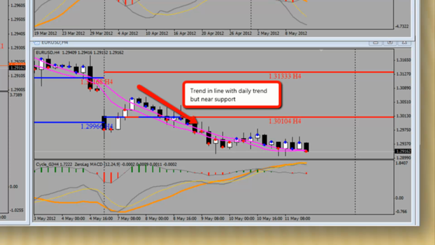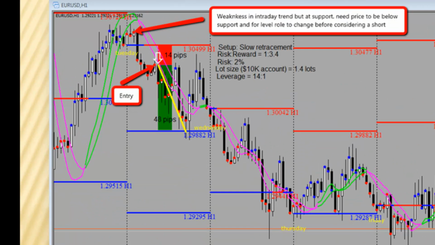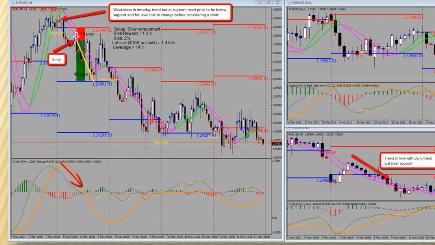When that happens, we move to the 1-hour chart and look for potential setups. In the 1-hour chart, we notice that price opens the day with a breakout below support. The color of the support line changes from blue to red. Trigger lines, zero lag MACD, and cycle indicator are curving downwards, telling us that a reversal is setting up.